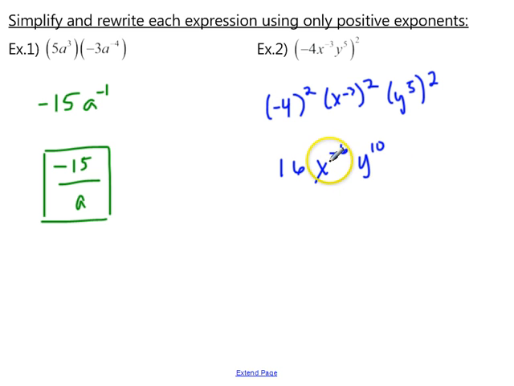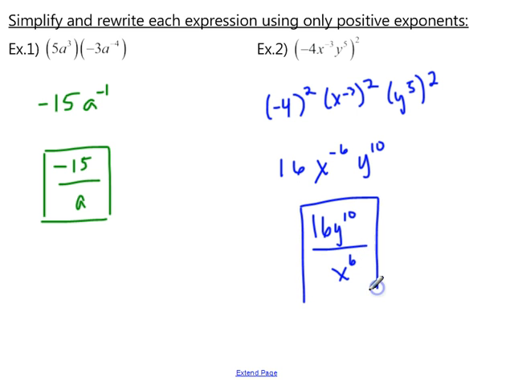Now, again, we need to get rid of this negative exponent, and it belongs to the x only, so we leave the 16 y to the 10th on top, and we just move x to the 6th on the bottom. And here's our simplified expression.